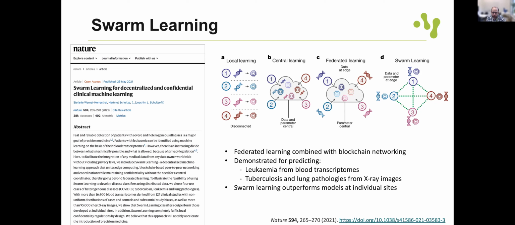And they show that by using federated learning with blockchain, they outperformed models at the individual sites, so that there was a benefit of these different partners jointly forming a federation and training a global model together.